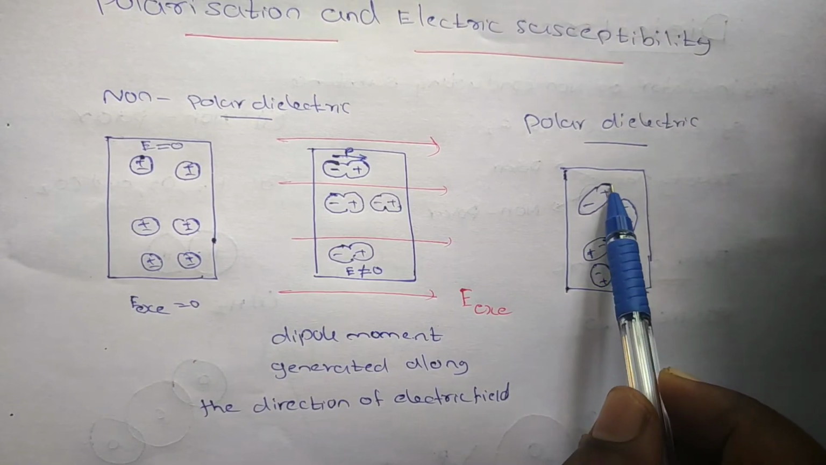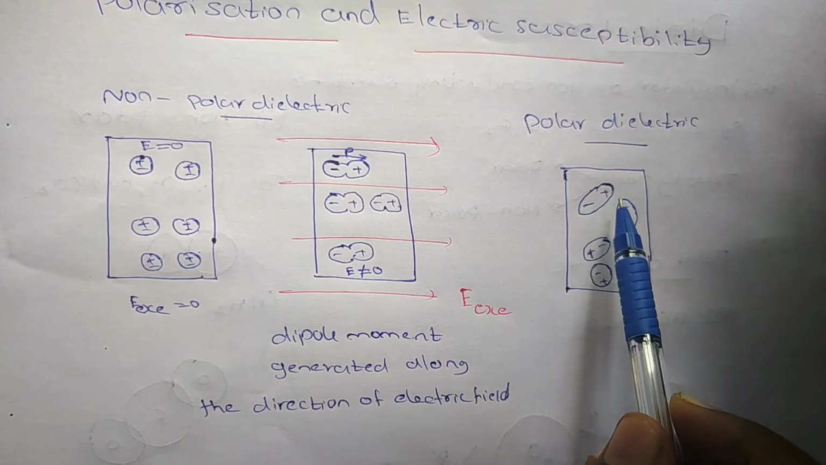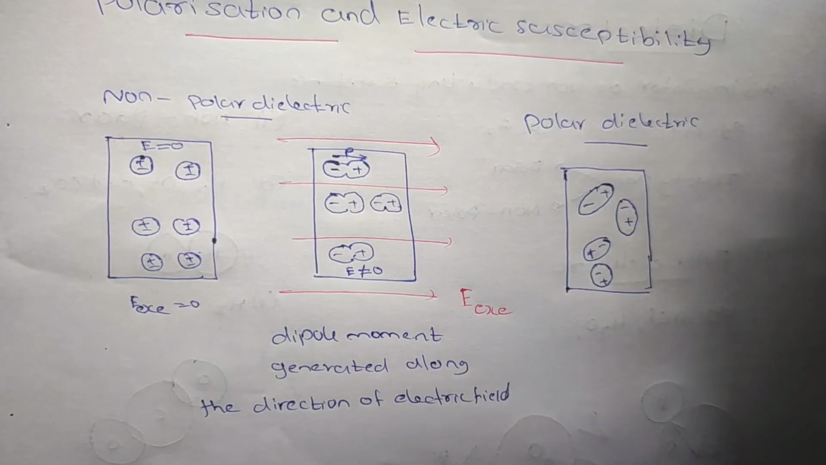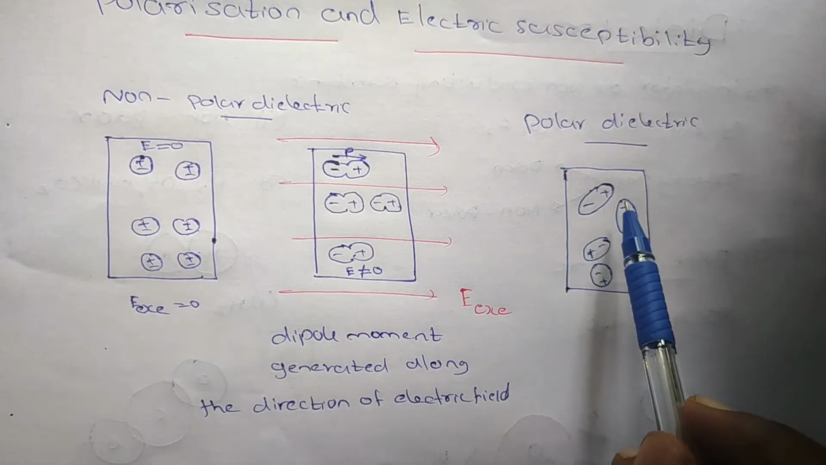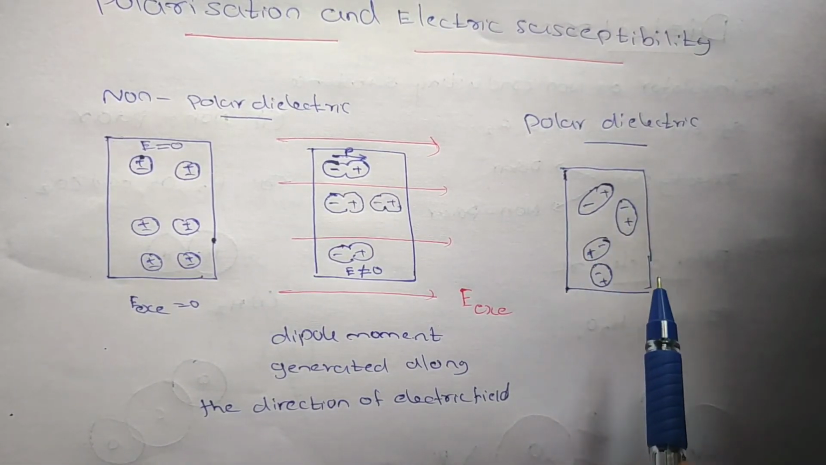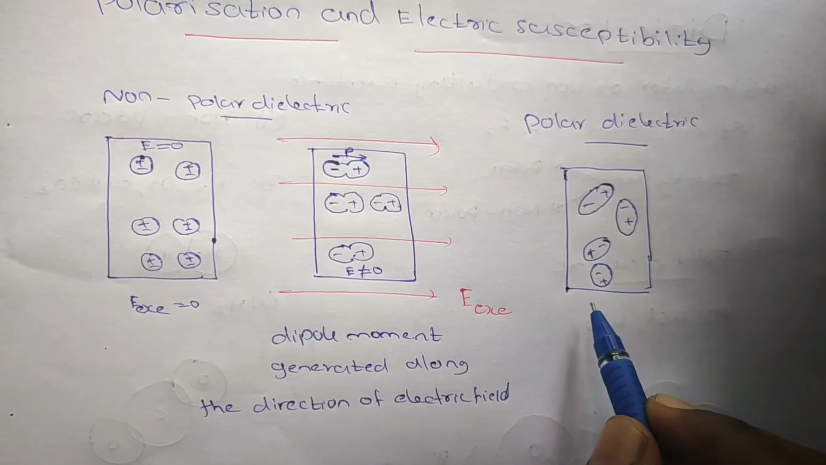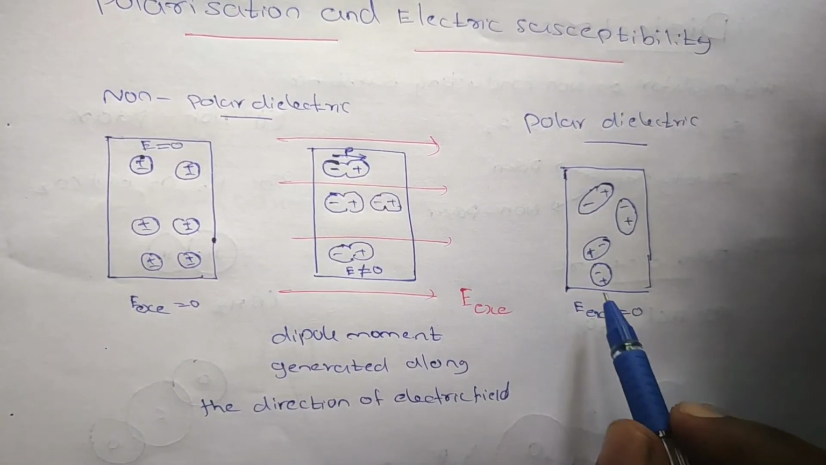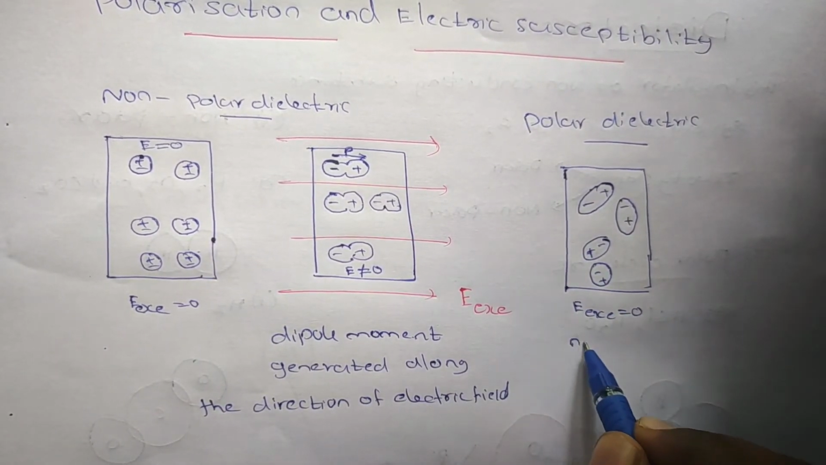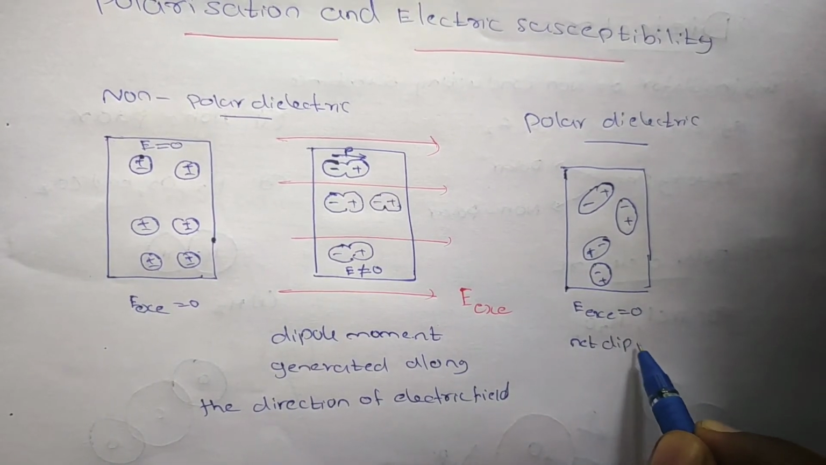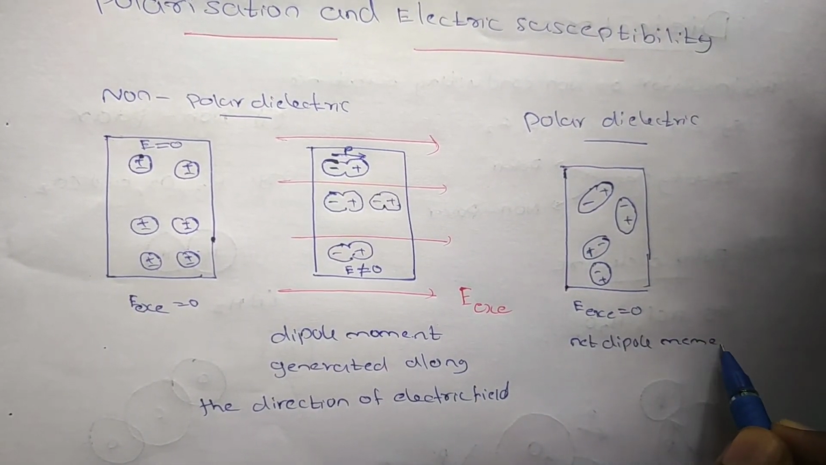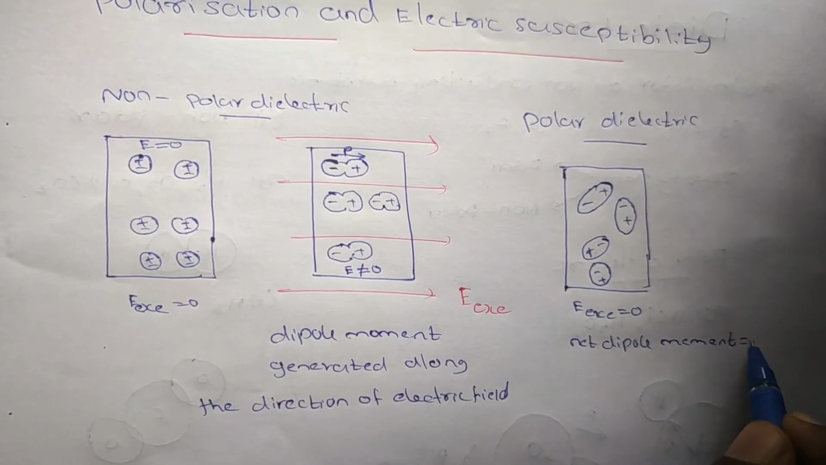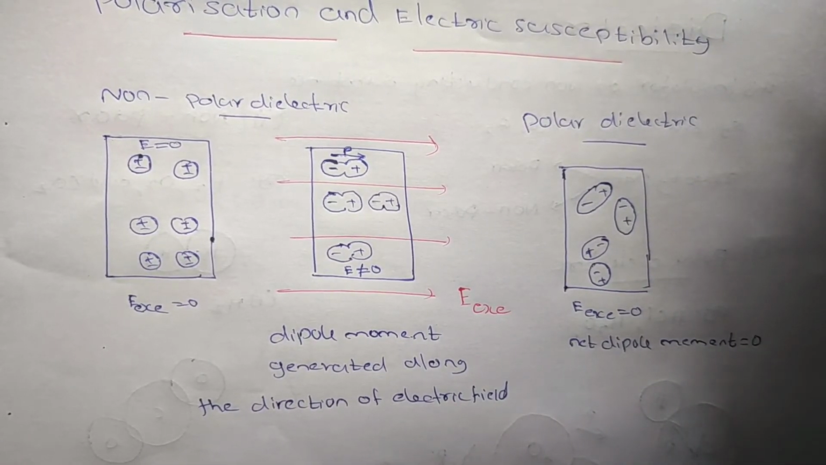You see that this molecule's positive center is here and another molecule's positive center is nearby it. So the net dipole moment is 0 there. All the cases are like that. So in the absence of an external electric field, the net dipole moment is 0 here. That is the case of a polar dielectric in the absence of an external electric field.